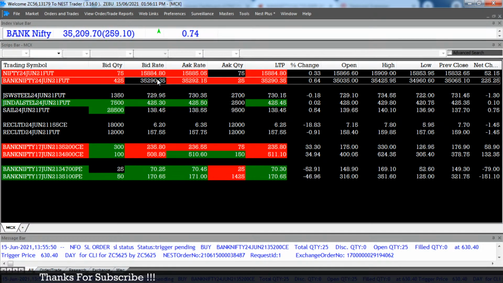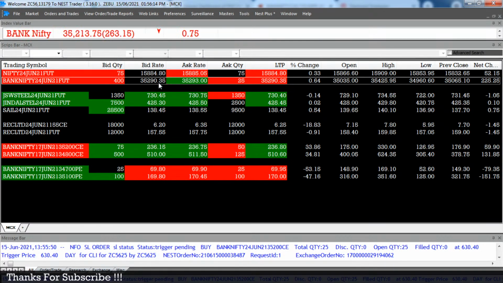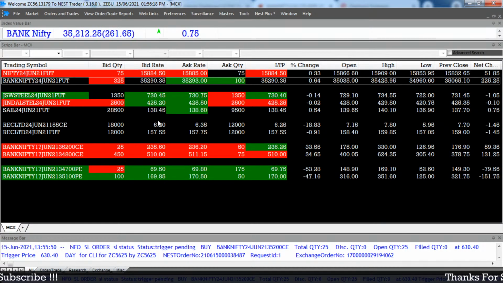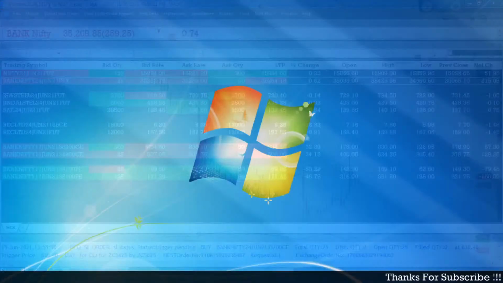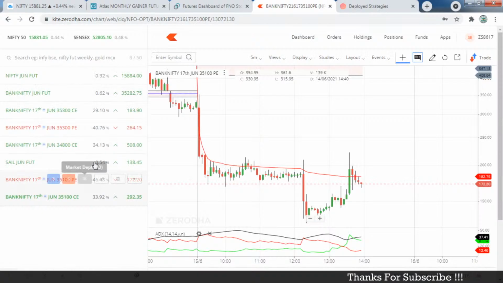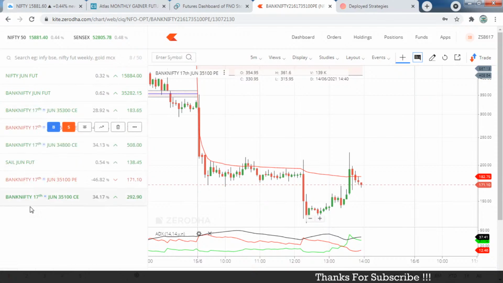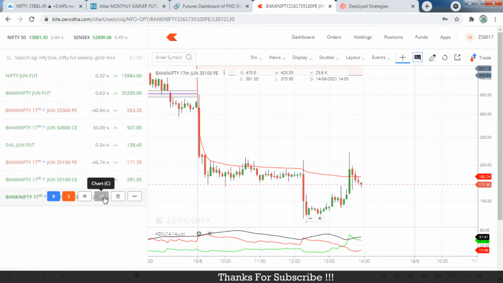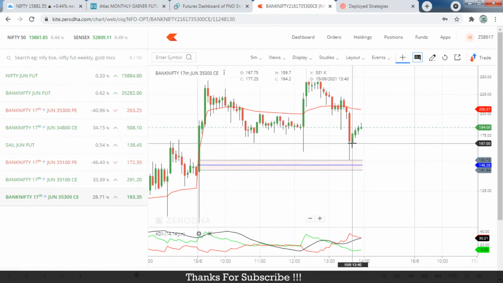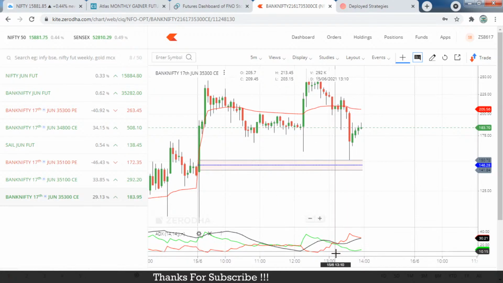Currently Bank Nifty future is trading at 35,290, and the spot market is trading at 35,213. So now let's check the 35,300 call option. We'll check at the 100 points. Okay, 35,300 call option, here it is. Yeah, 35,300.